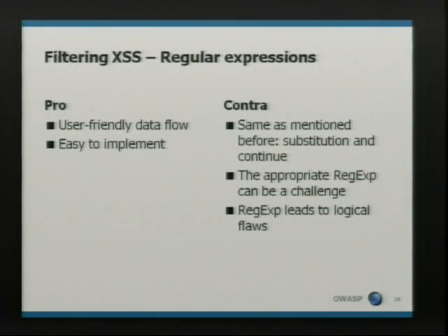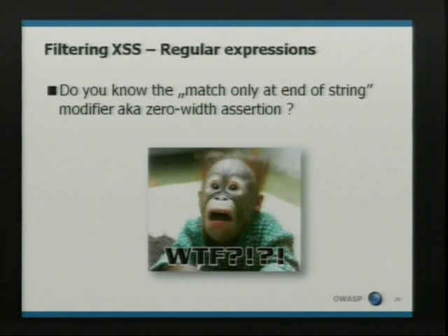So on the next point, we have regular expressions. In general, on the pro side we have the same one, and on the con side we have the same problems as before, but we should know that writing a regular expression could be a really great challenge, depending on what you have to do, and also regular expressions lead to logical flaws. So my question is, do you know the match only at end of string modifier, which is part of the zero wizard section? Is somebody here who knows this?